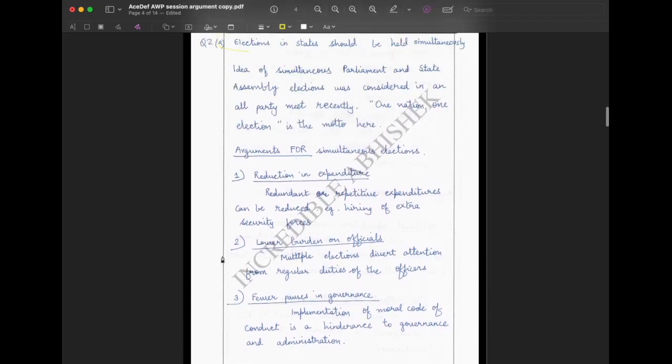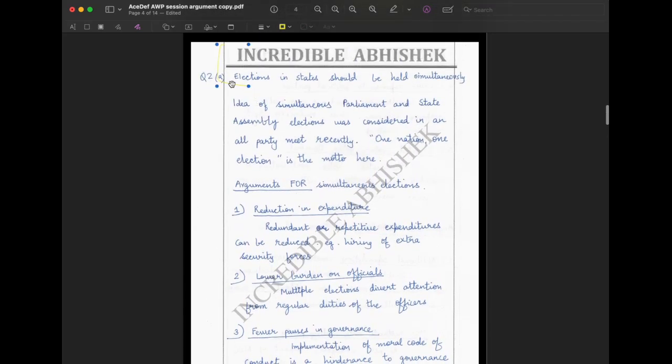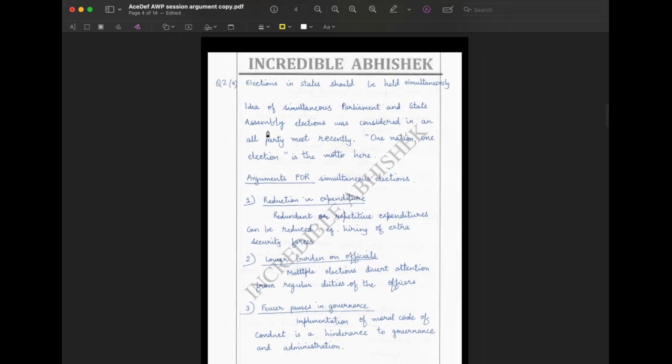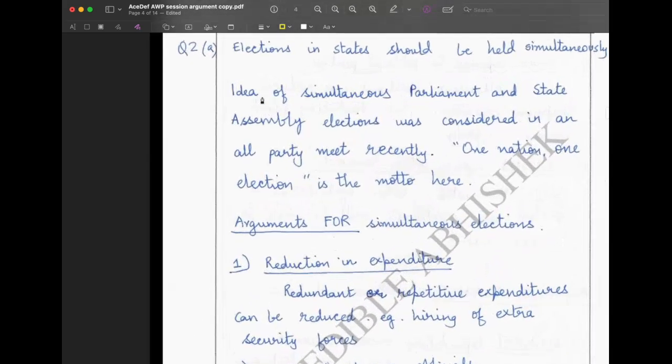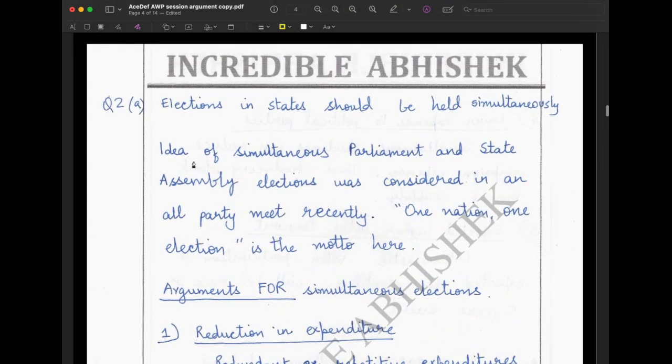Now this is not a candidate, this is a veteran aspirant who has written this. So he knows he has to write in 16 by 23. He has left some space. I have cropped it out, but yeah, he has left some space. This was longer. He has left some space here, and he has written within one sentence: idea of simultaneous parliament and state assembly elections was considered in an all party meet recently.